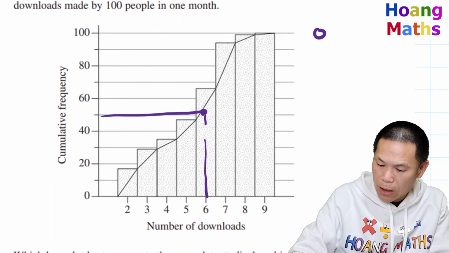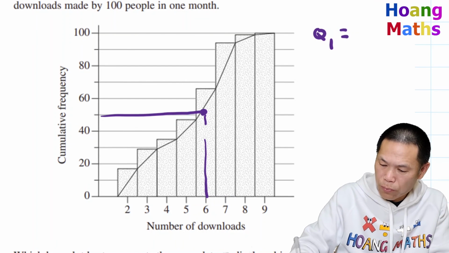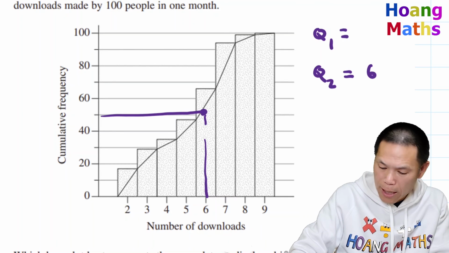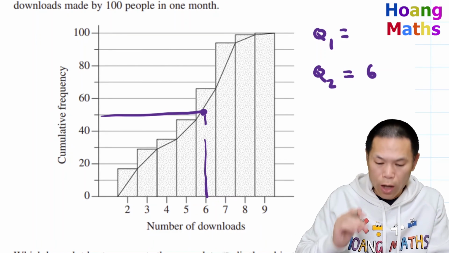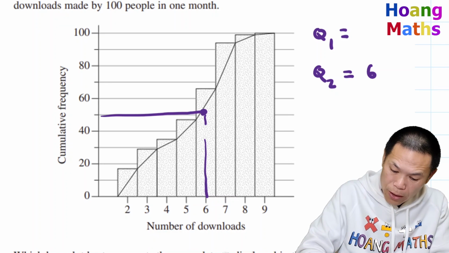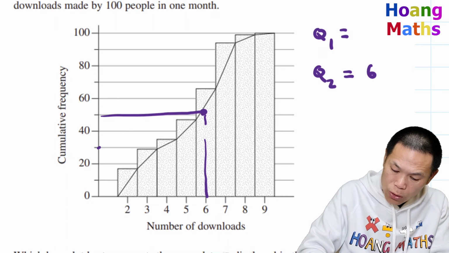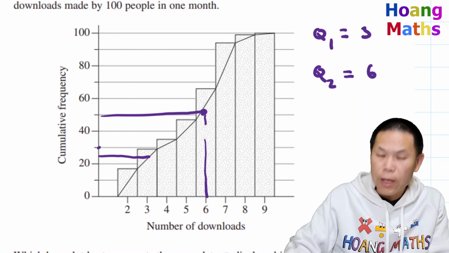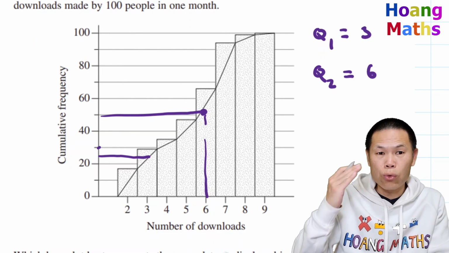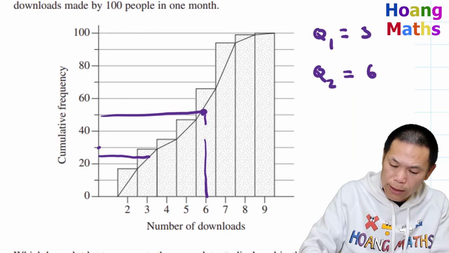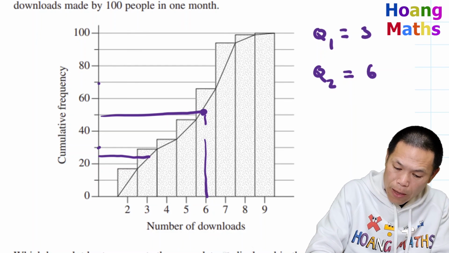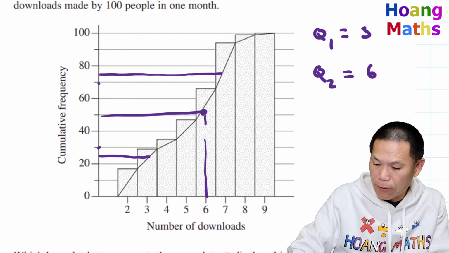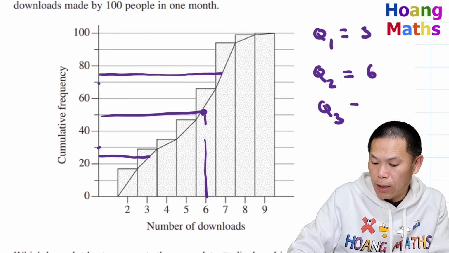So let me write Q1 is equal to, and Q2 is equal to 6. And then Q1 is a quarter of 100, that is 25. So 25, this is 30, so 25 will be halfway there. Go across, so it's 3. And Q3 is 3/4 of 100, that is 75. So 70 here and 75 is here. Therefore it's 7. So Q3 equals 7.